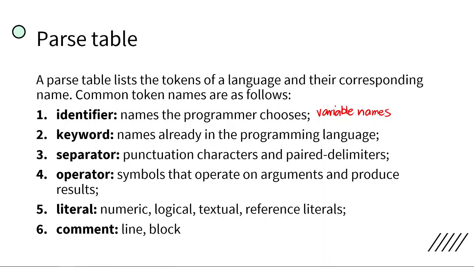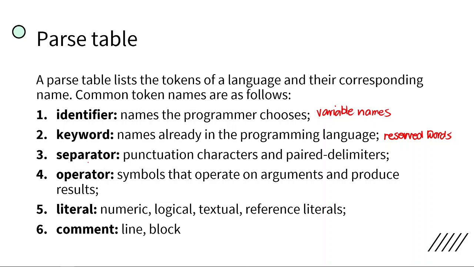Next, we have keywords. Keywords are names already in the programming language. They're also sometimes called reserved words. These reserved words cannot be used for your variable names. For example, in Python, we have the keyword if. Since it's already a reserved word in Python, you cannot use it as a variable name. Actually, Python will give an error if you use the word if as your variable name.